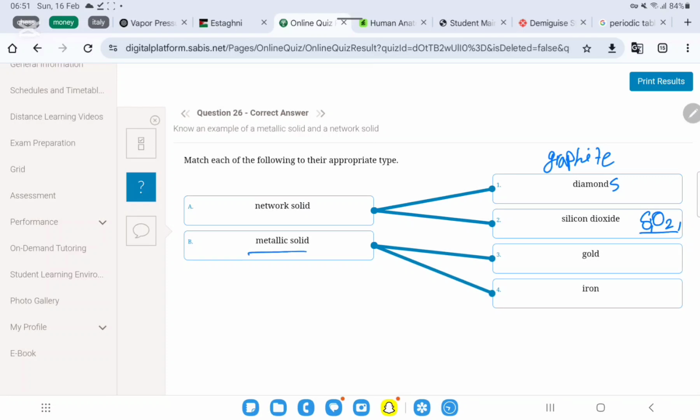And metallic solids are literally any metal. So network solid, diamonds, and silicon dioxide. And metallic solids, gold and iron. These are the only 2 metals here anyways.